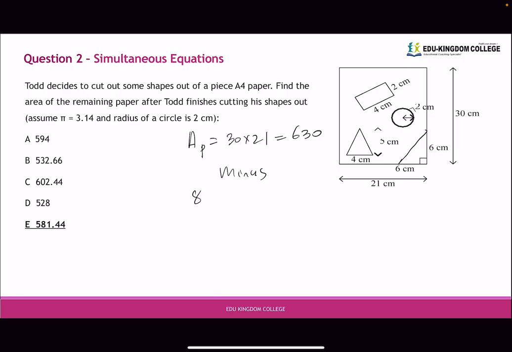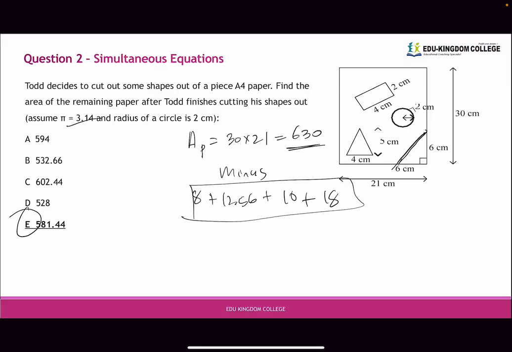The area of the circle is going to be 2 squared times 3.14, which is 12.56, plus this little triangle here, which is 4 times 5 times half, so 10, and plus this big triangle here, so 6 times 6 times half, which is 18. If you subtract these four terms from 630, you should have gotten 581.44.